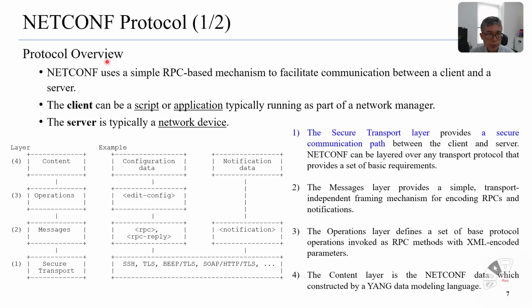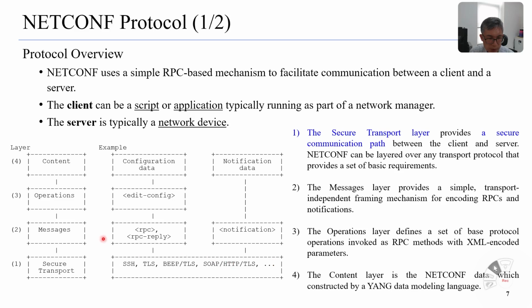So protocol overview for NETCONF. You can see NETCONF consists of 4 layers. The bottom layer, layer 1, is secure transport. Layer 2 is messages. Layer 3 is operations. Layer 4 is content. Layer 1 is a secure transport protocol like secure shell SSH or transport layer security TLS, BEEP over TLS, SOAP over HTTP over TLS. So those are secure transport protocols.